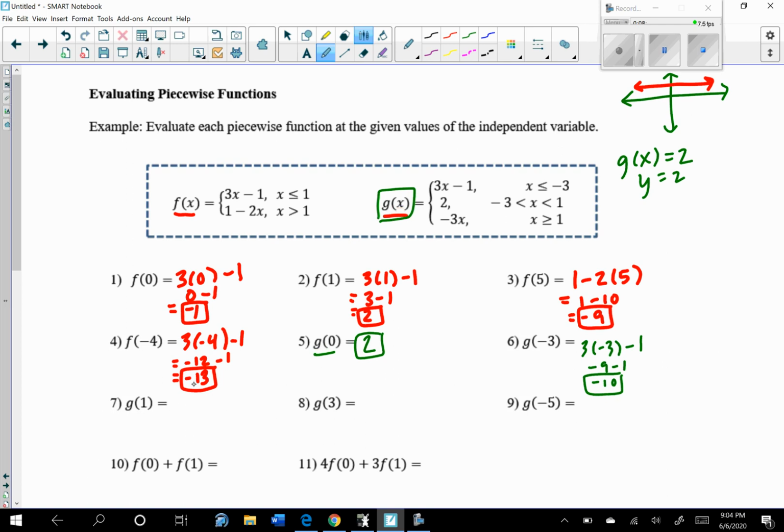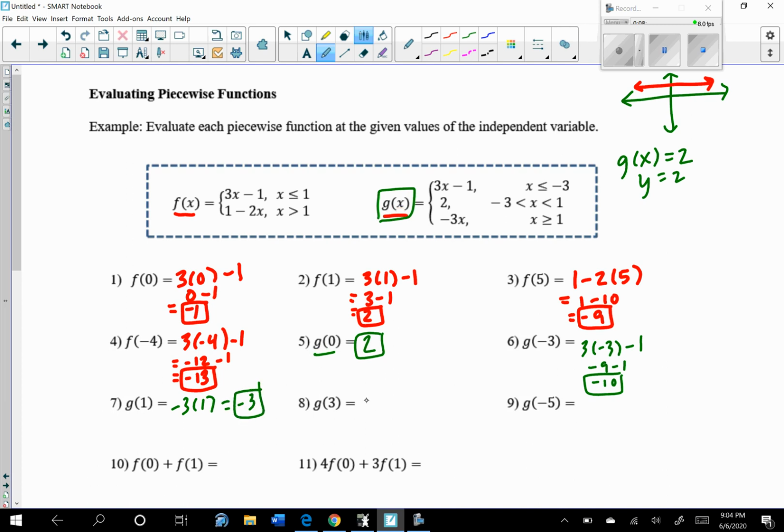Looking at the next one, g of 1. So 1 is not less than or equal to negative 3. 1 is not in between negative 3 and 1 because, again, this doesn't have an equal sign. So the bottom equation, 1 is greater than or equal to 1. We're going to be using that one. So negative 3 times 1, which is negative 3.